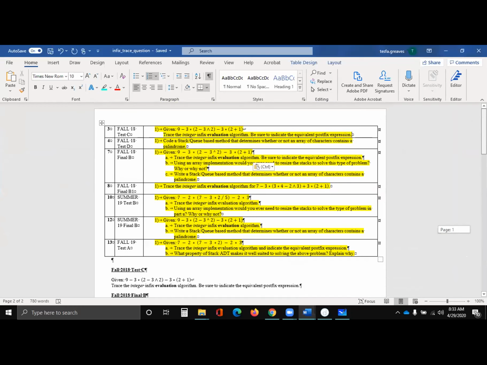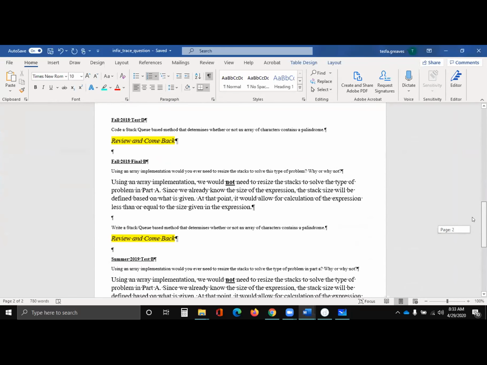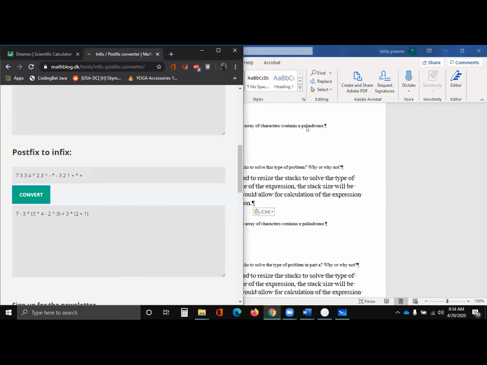So there's a few more questions. All right, check this out. There's this question about a code stack/queue based method. I guess that was supposed to say base. Write a stack/queue based method that determines whether or not an array of characters contains a palindrome. A palindrome is, I'll look it up for you guys.